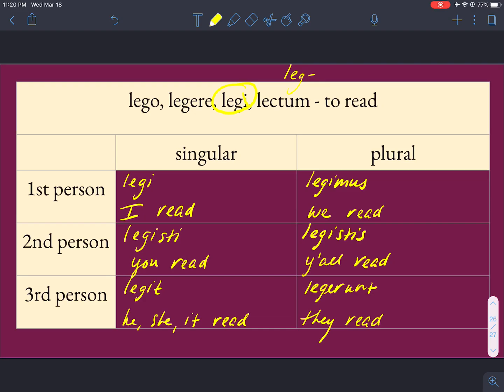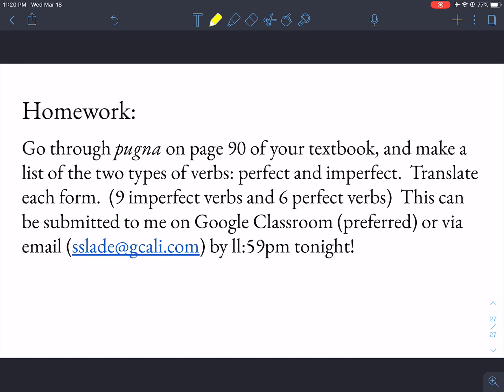All right, now I will leave you with your homework assignment. All right, what I'd like you to do is go through Pugna. It's a reading on page 90 of your textbook, and make a list of the 2 types of verbs in the reading, okay? Both perfect and imperfect. All right, and translate each form, please. Okay, there should be 9 imperfect verbs and 6 perfect verbs in this reading. All right, you can type it up if you want or write it out.